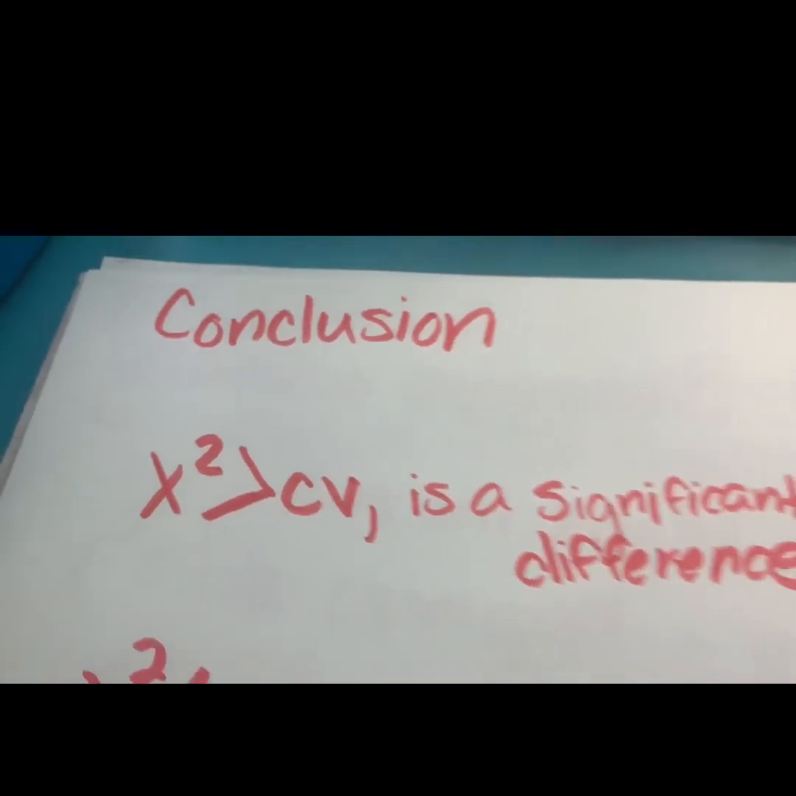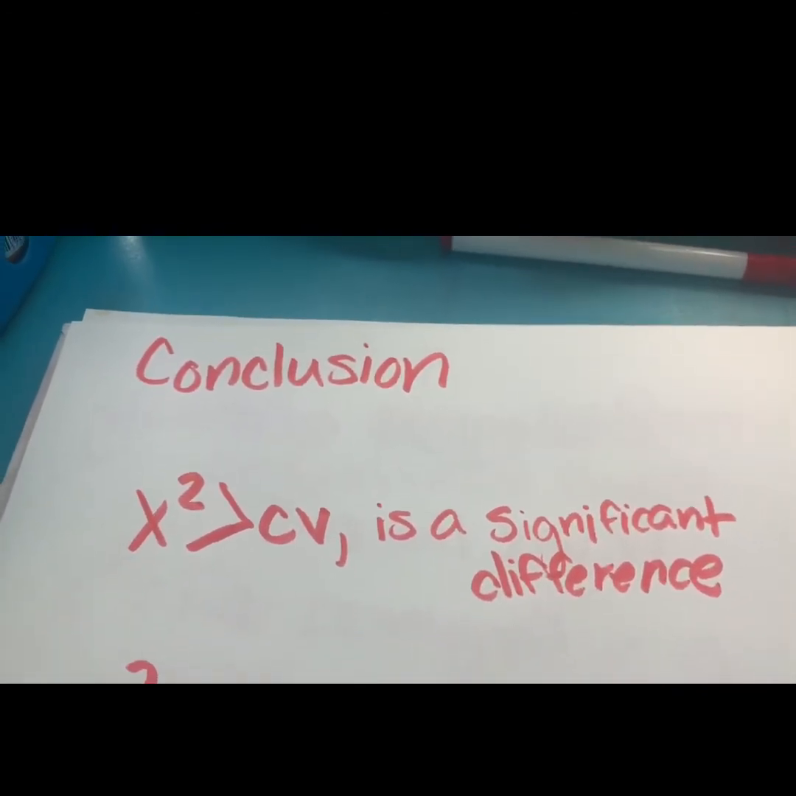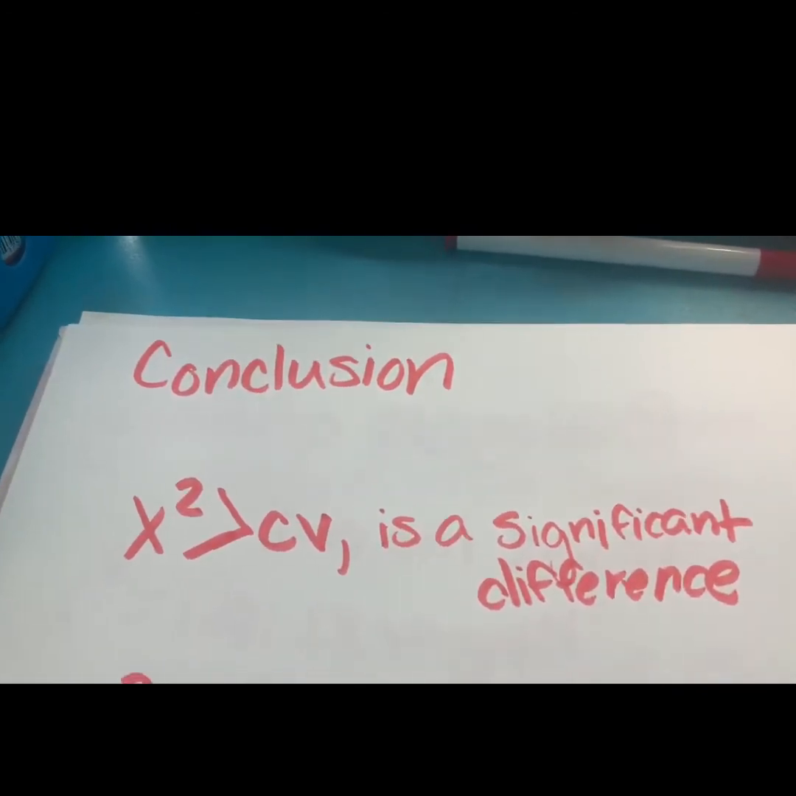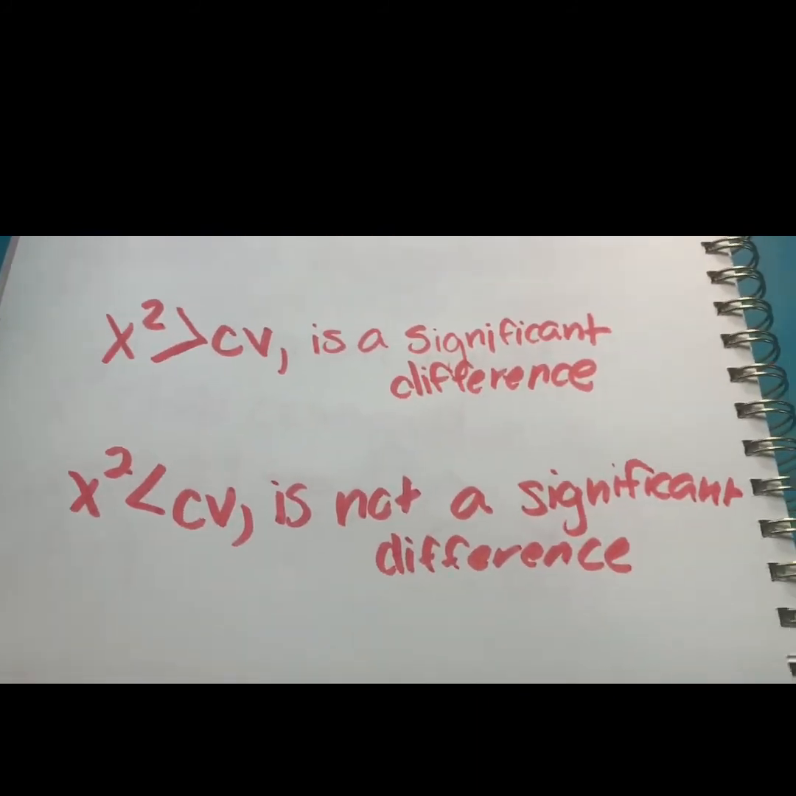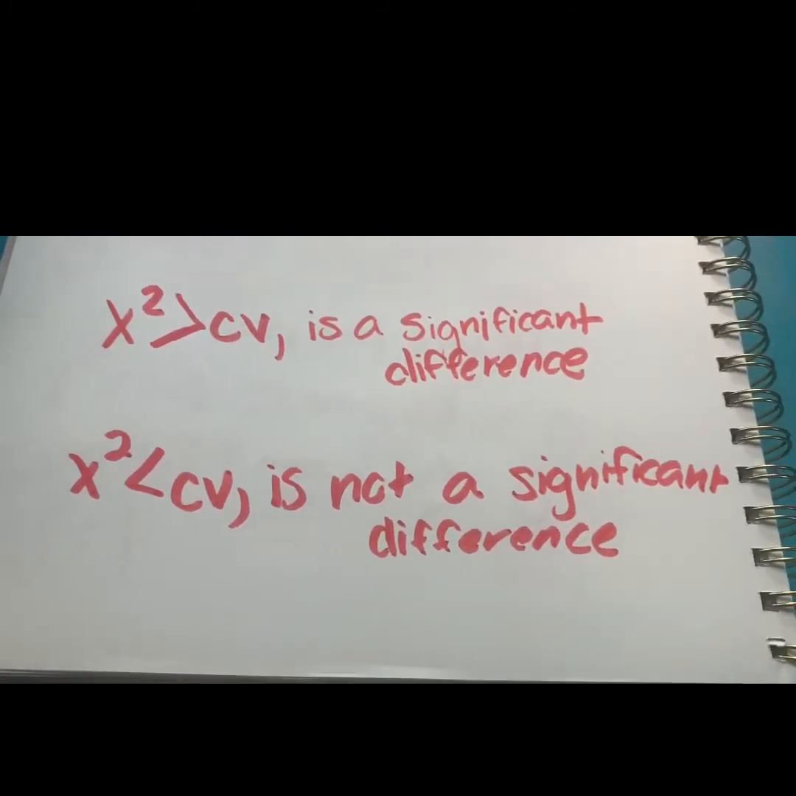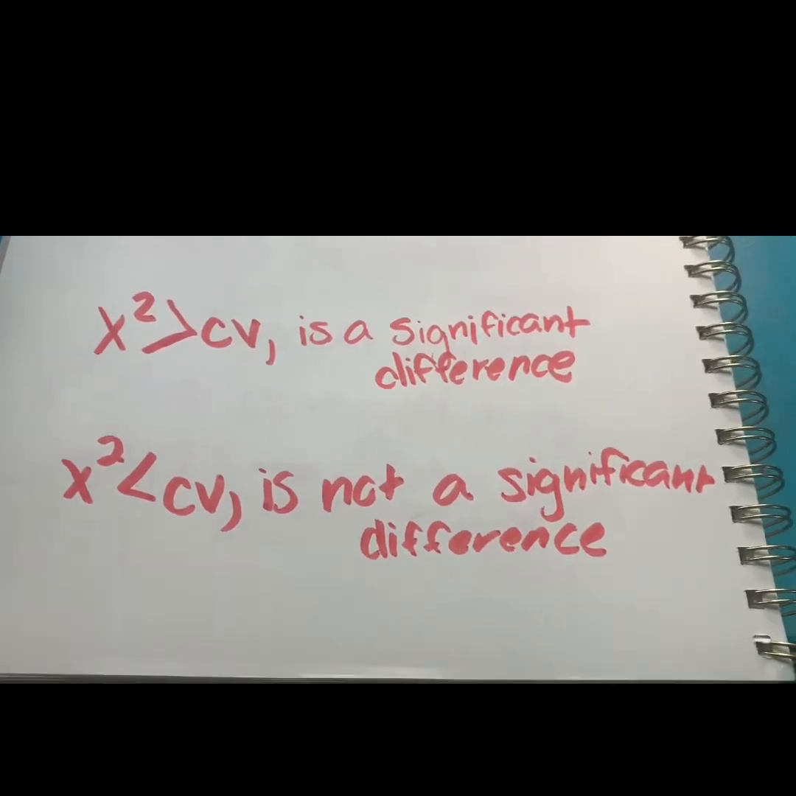The next step is to write your conclusion. If your chi-squared value is greater than the critical value, then there is a significant difference. If your chi-squared value is less than the critical value, then there is not a significant difference.